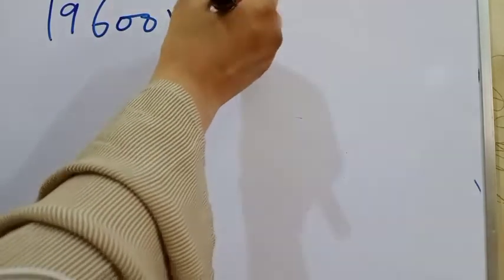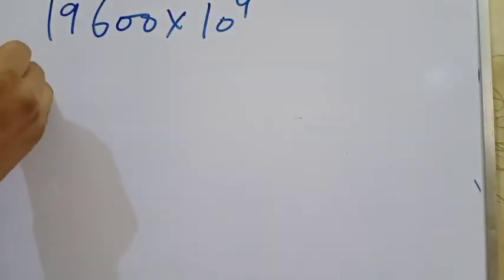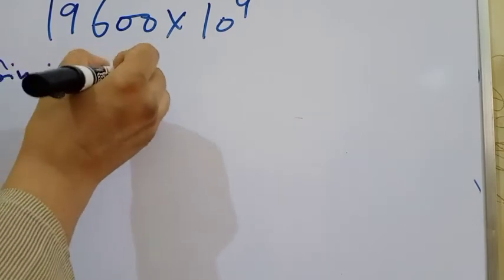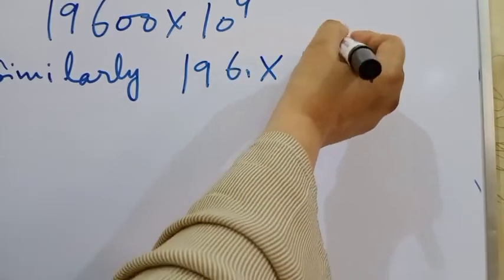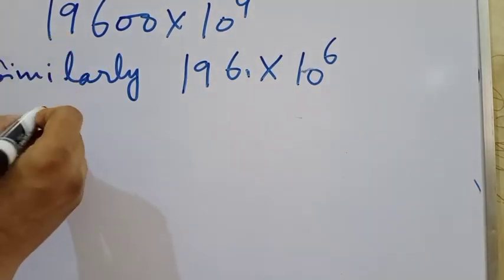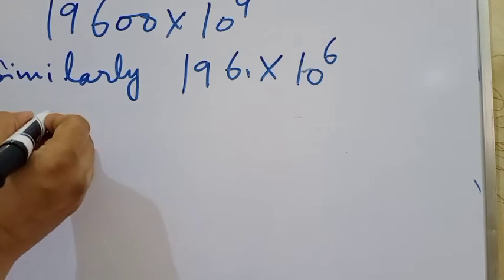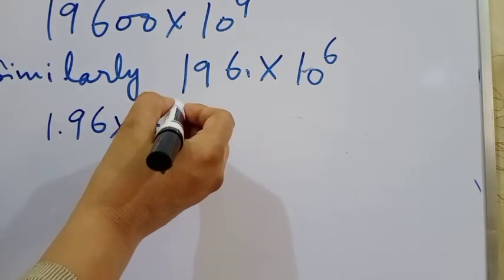We write it again: 19600 multiplied by 10 raised to the power 4, and similarly 196 multiplied by 10 raised to the power 6. We stop when we have only one non-zero digit remaining on the left. So we have 1.96 multiplied by 10 raised to the power 8.